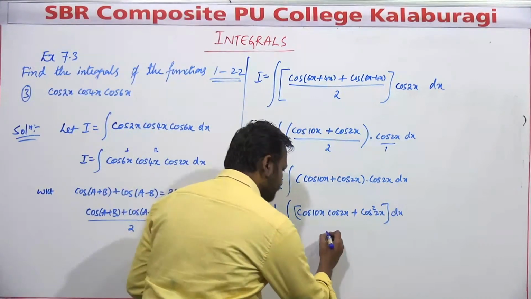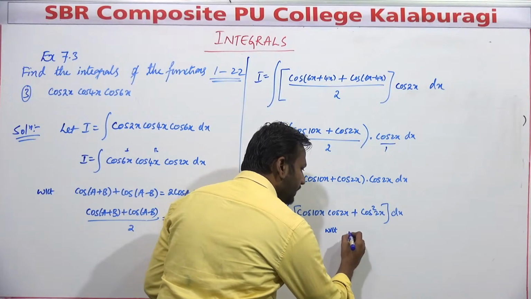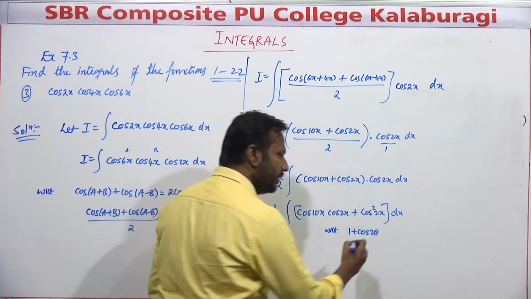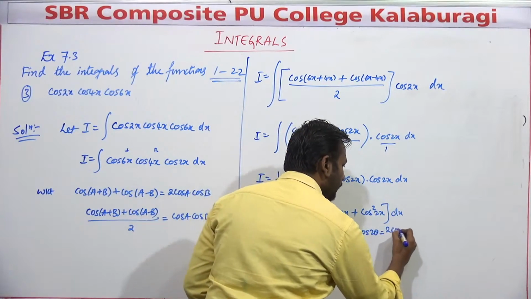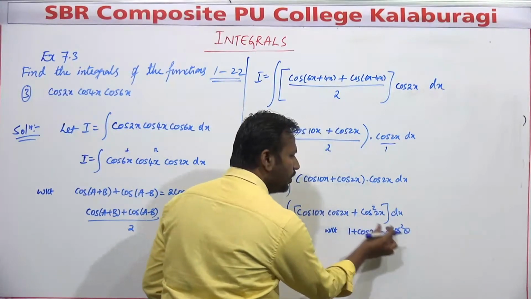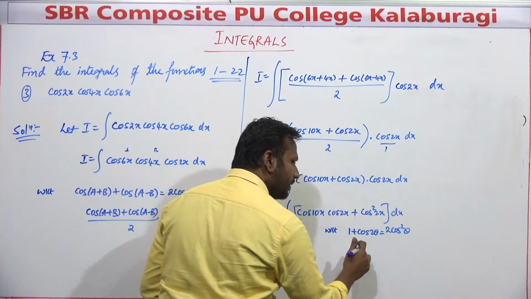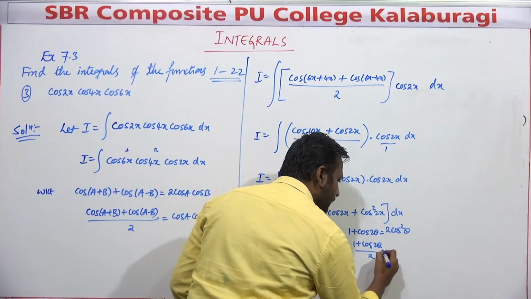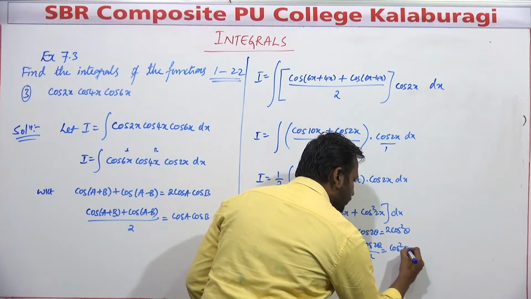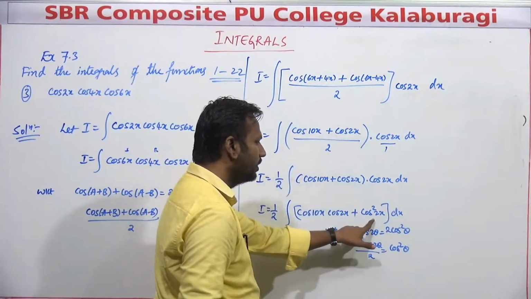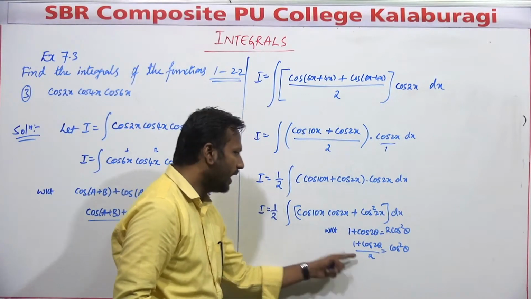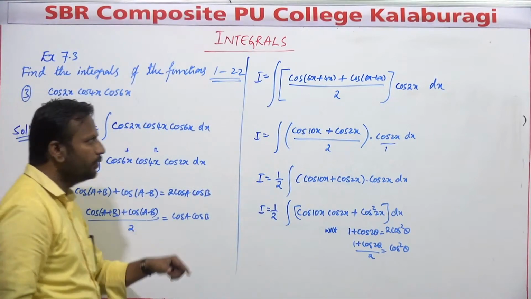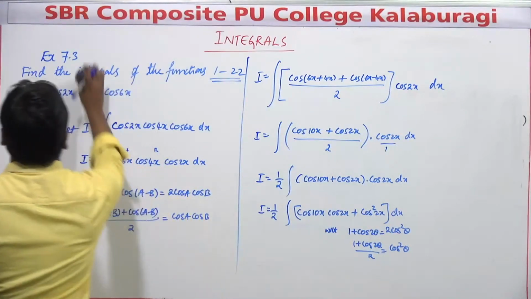We know that 1 plus cos 2 theta is 2 cos square theta. I need cos square theta, right? So I should send it back to the LHS. 1 plus cos 2 theta whole divided by 2 will be cos square theta. So for the second term, I should apply this formula. And for the first term, I should apply this formula again. Now you write it down directly here.